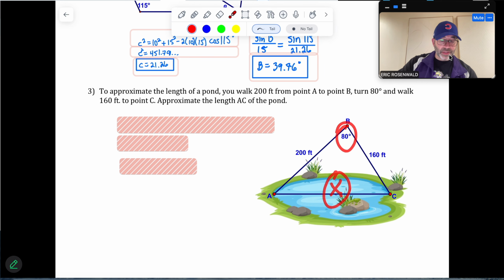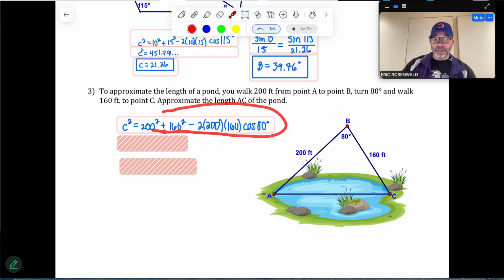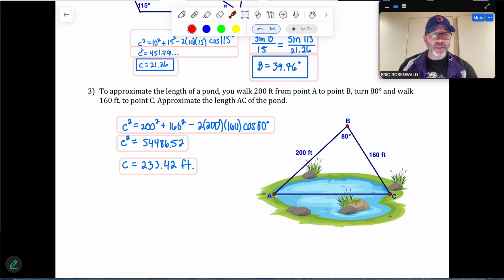We've got the angle and the side opposite it. Just set it up traditionally, like we just did in the last ones. Don't worry about the letters. Worry about the setup here, okay? When we set this up, the unknown side is across from my angle. And then the 200 and the 160 are interchangeable. So it's 200 squared plus 160 squared minus 2 times 200 times 160, cosine of 80. Throw this whole right side into your calculator. Take the square root of both sides. And we get 233.42 feet is how wide this lake is.